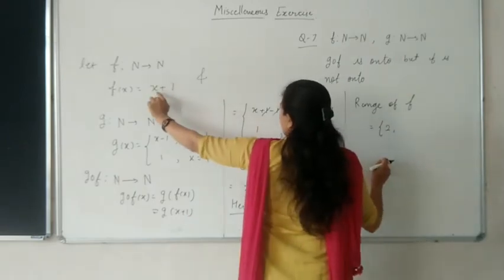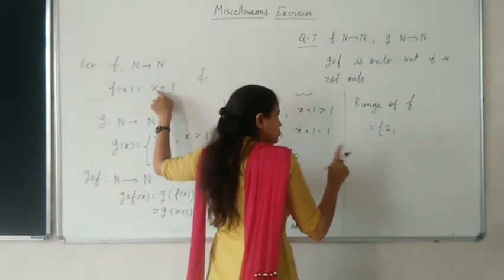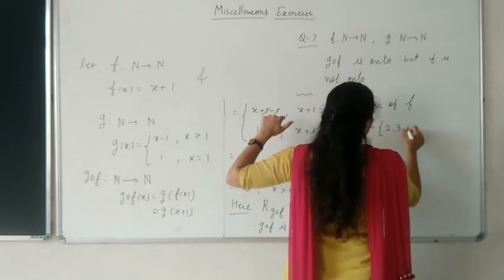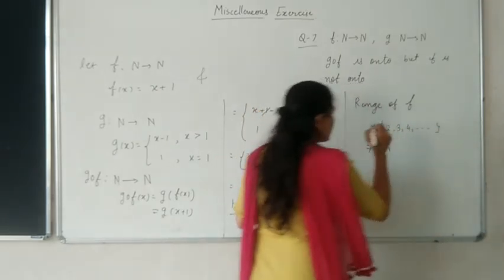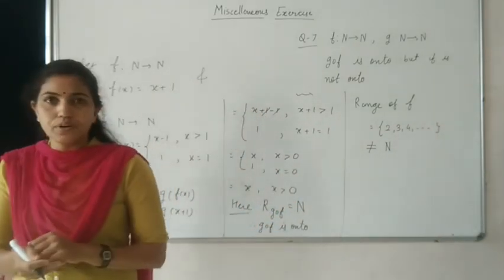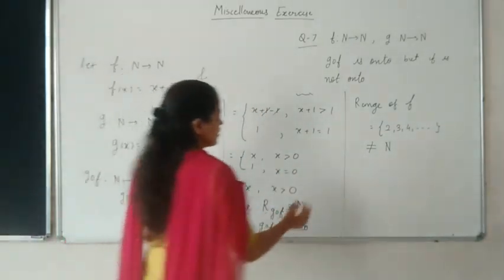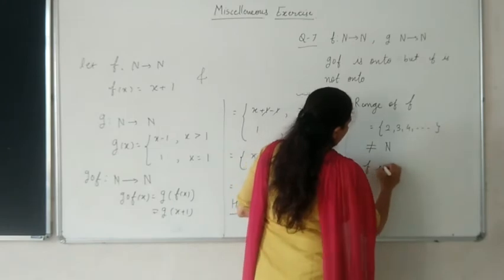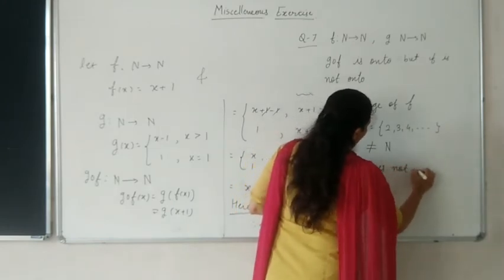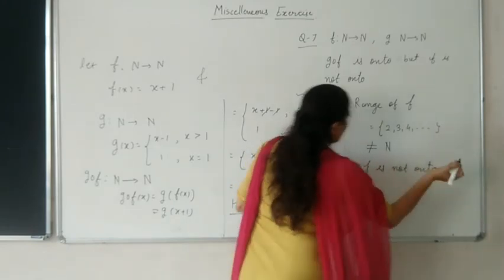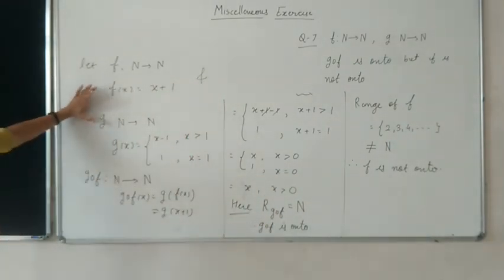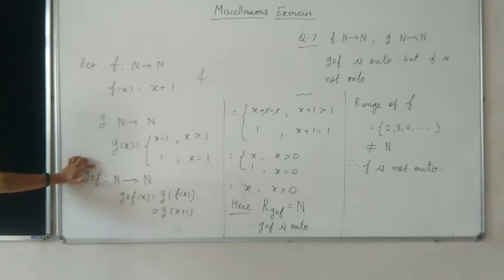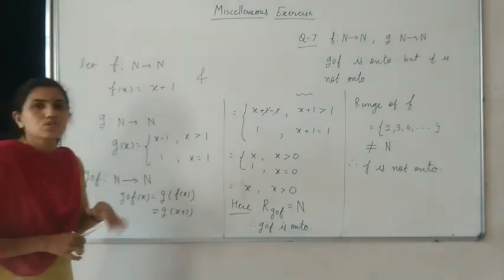Then if x is equal to 2, then 2 plus 1 is 3, then 4 and so on. So it is clear that it is not equal to the set of natural numbers, and therefore we can say f is not onto.